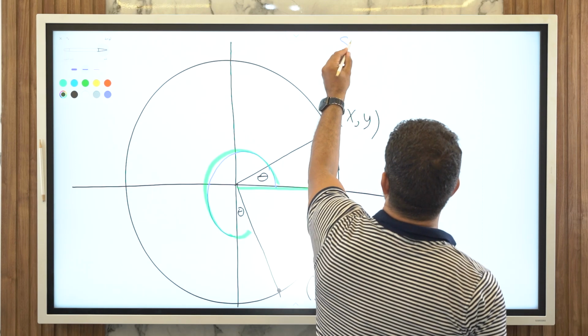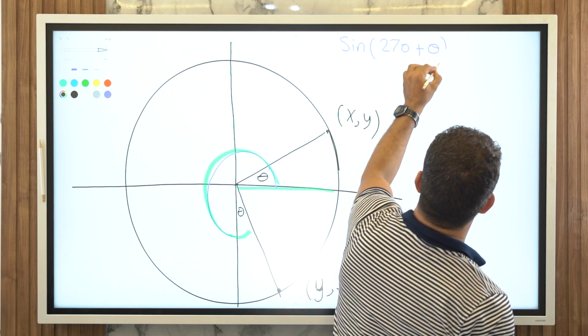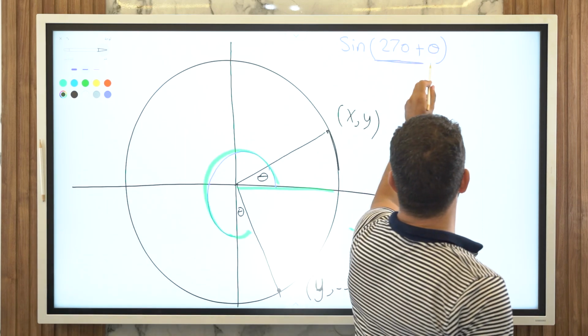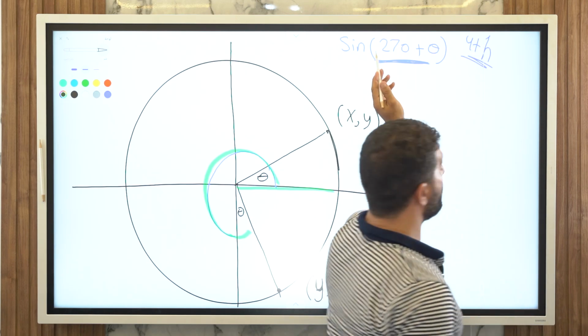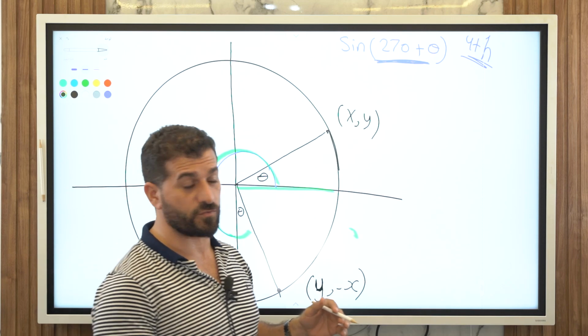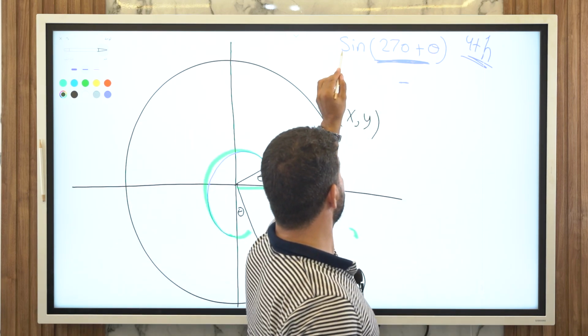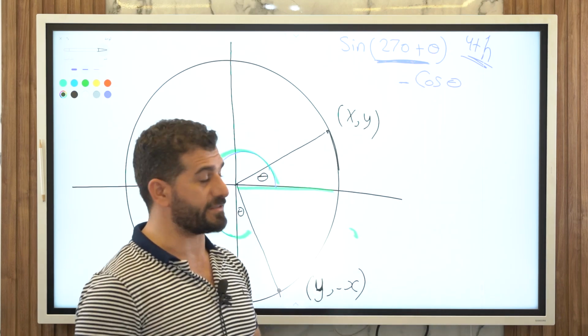So if I ask you about sine 270 plus theta, ask about the quadrant. What is the quadrant here? This angle lies in the fourth quadrant. What is the sign of sine in the fourth quadrant? It's negative. But 270 changes from sine into cosine. So that is equal to negative cosine theta.